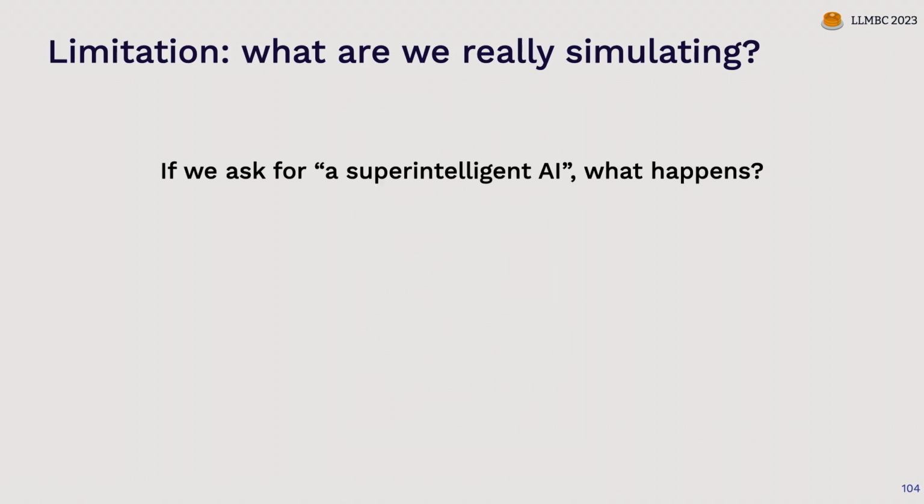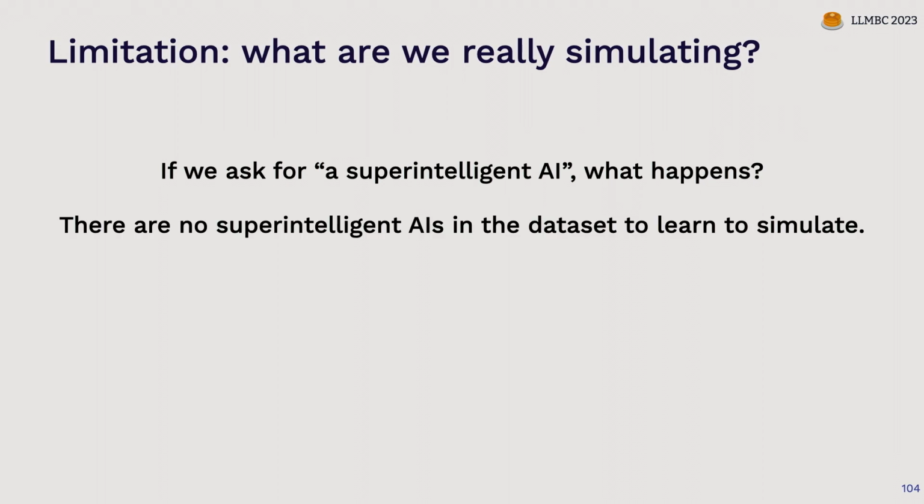Again, this is a corollary to the point in the previous section. Since the reason why this works is due to the way the models are trained, there's a limitation here. We're only able to simulate things that look like data that they have in their training set. If we ask the model to say, you are a superhuman, super intelligent AI, will the result be that you have a super intelligent AI on the other side? Well, no. There are no super intelligent AIs in the data set to learn to simulate.